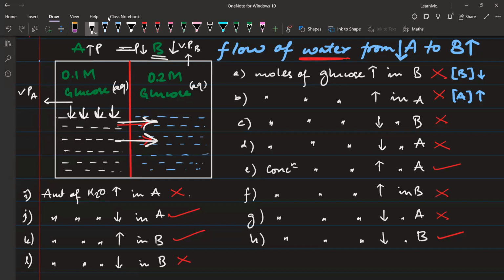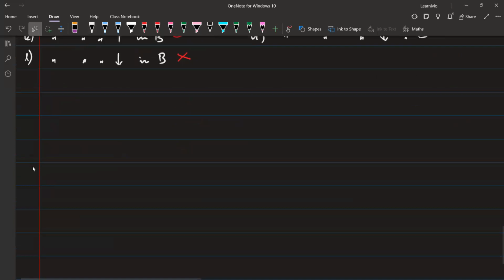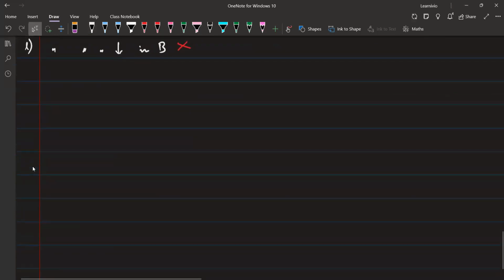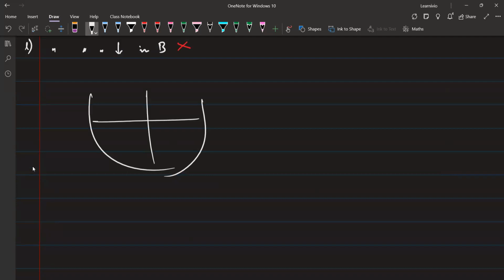Make sense? Yes, sir. ठीक है. So now you understood why osmosis happens. अच्छे से समझ में आ गया सबको? Yes. चलिए. Now let us suppose, ध्यान से सुनिएगा, this is solution, this is water. ठीक है, तो obviously water will have more water, solution से तो ज्यादा ही होगा ना. So the flow of water will be like this. Make sense?